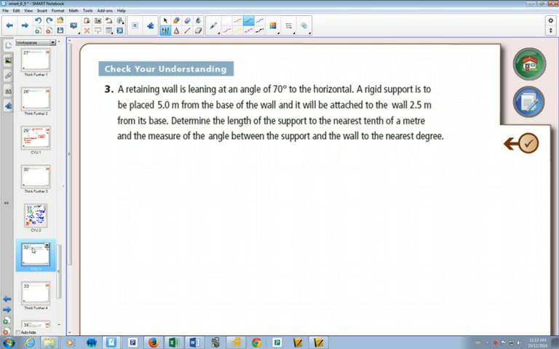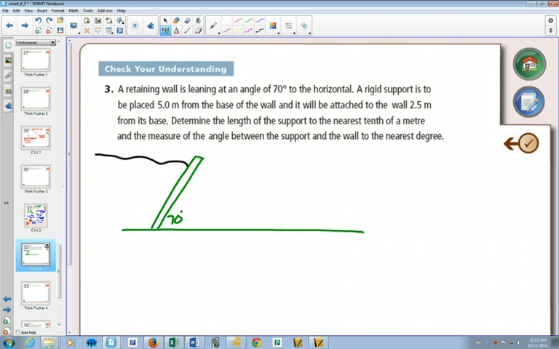So I'm going to draw that wall. Here's the ground. Now our wall has started to lean at 70 degrees. So sometimes with a retaining wall, there would be dirt on this side that you don't want to fall over, and so they build a wall to stop that dirt. But dirt is heavy and ground moves, and so it might over time push this wall that was straight up and down over a little bit.